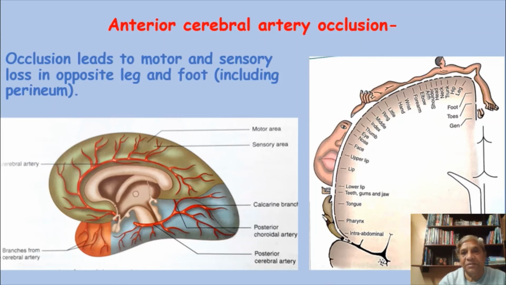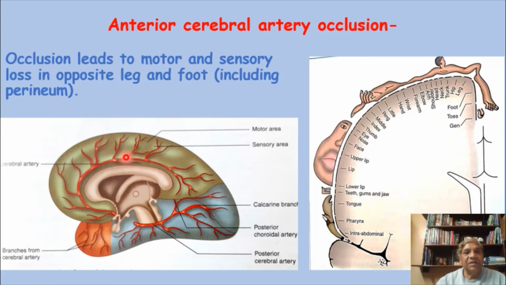Let's move to the next slide, and here we will learn what will happen if the anterior cerebral artery gets occluded. Occlusion may be due to thrombosis, embolus formation, or maybe rupture.